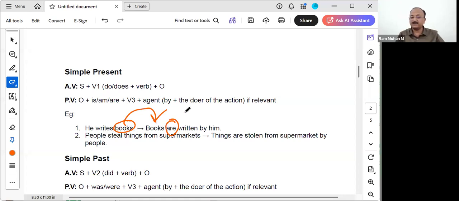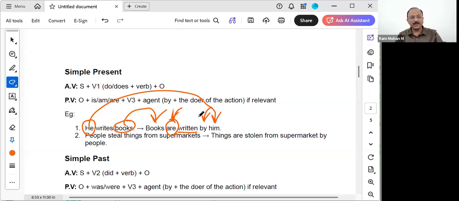So for the present tense, be forms are used. Are. Plural form means we have to use are. Third form of the verb is write, wrote, written. Written we use, followed by the preposition by. And he is replaced by him. Books are written by him.